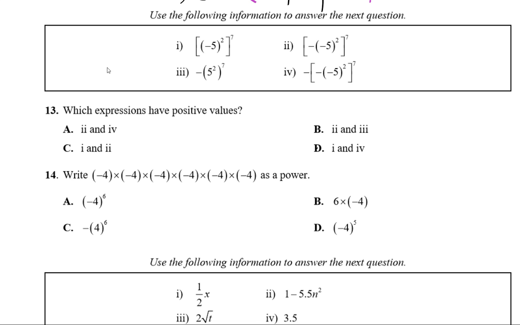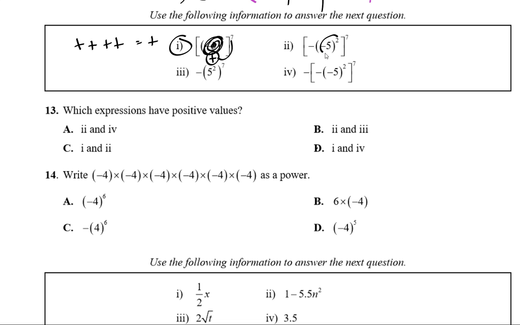Question 13, which expressions have positive values? This one is tricky. So negative 5 squared, anything to a power of, so any base, whether it's negative or positive, to an even exponent is going to be positive. So by the time we do this part on the inside, that's positive. And positive to any power is going to remain positive, because it doesn't matter, positive times positive times positive times positive, it doesn't matter how many, the answer is going to be positive. So this is definitely a positive value.